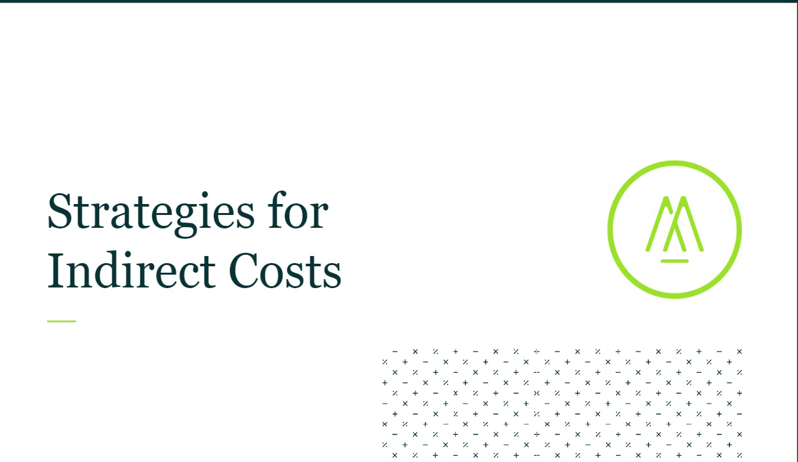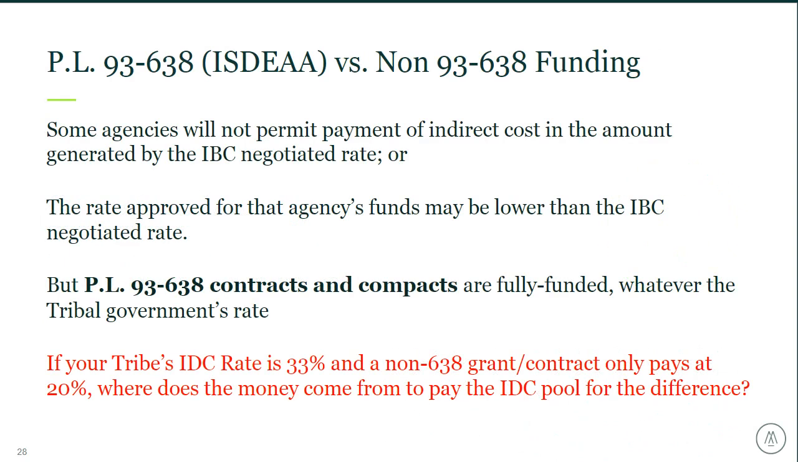All right, so ISDEAA, for those of you that don't know, it's the Indian Self-Determination and Education Assistance Act that was passed under Public Law 93-638. I use these terms interchangeably, ISDEAA, 93-638, or 638. It all means the same thing. So as a tribal government, you receive ISDEAA funding, and you get 638 funding and non-638 funding.